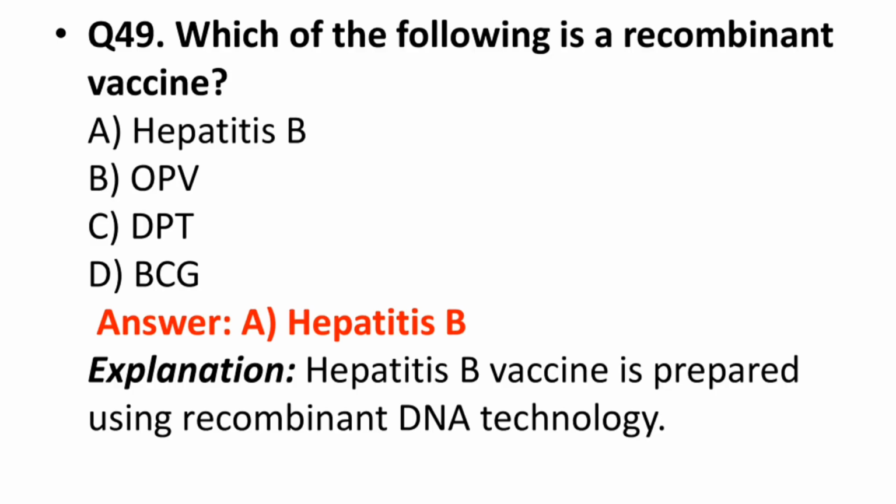Which of the following is a recombinant vaccine? Option A hepatitis B, option B oral polio vaccine, option C DPT, option D BCG. The correct answer is option A hepatitis B. Hepatitis B vaccine is prepared using recombinant DNA technology.